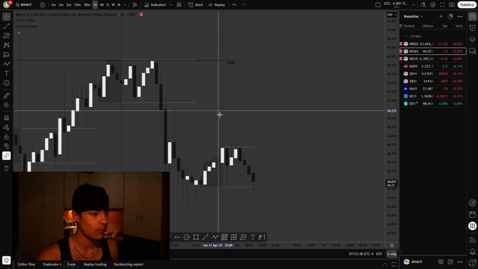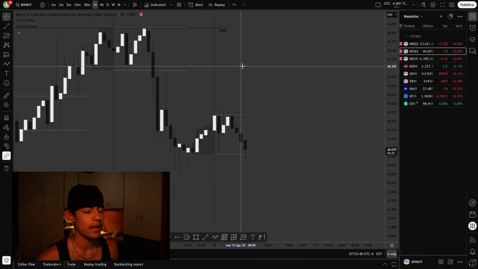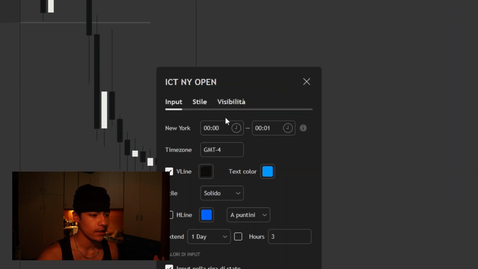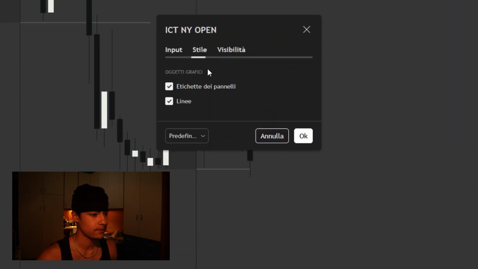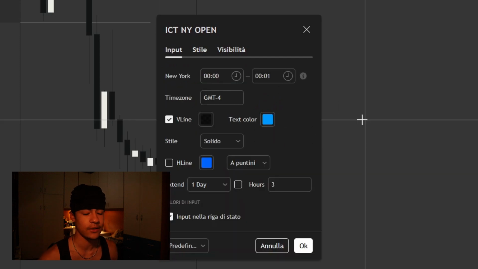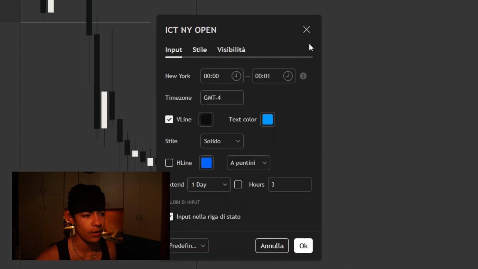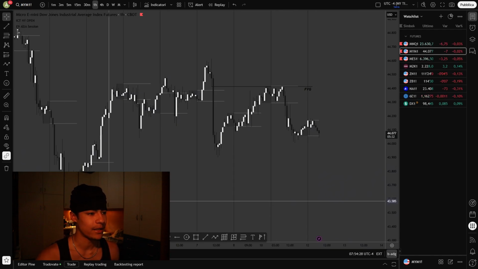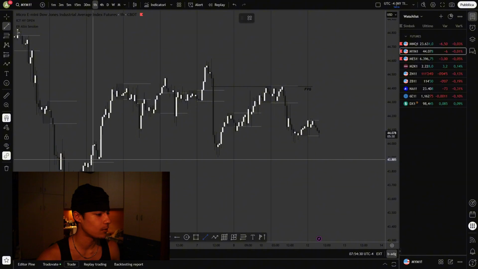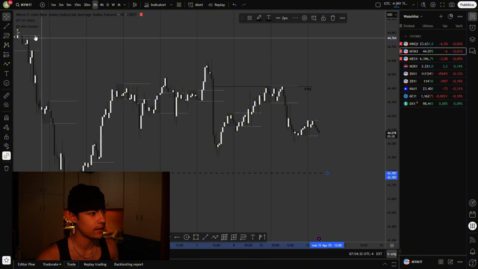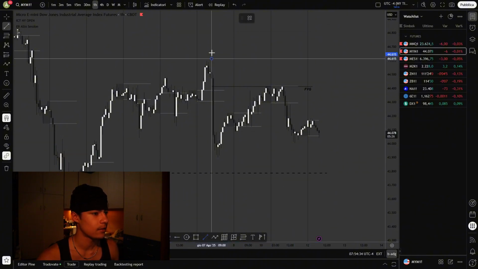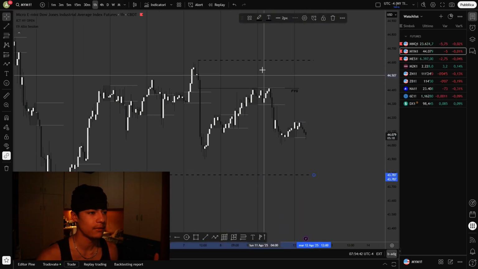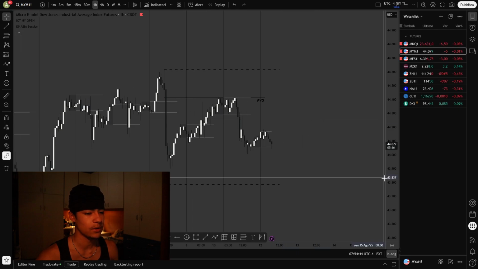This line right here is my daily open. So ICT New York open, these are my settings. Just take a screenshot, copy and paste it, stop the video, I don't know. So like this, I can easily mark up my previous weekly highs and my previous weekly lows. So I'ma just go like this, and boom, I just marked up my previous weekly highs, my previous weekly lows.